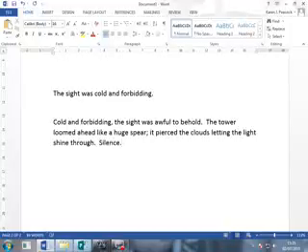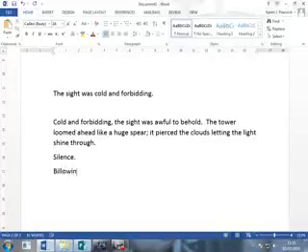Silence. One-word sentences are really useful because they break up the intensity of the writing. There's no reason as well why we couldn't put that as a separate paragraph if we wanted to. Let's try starting a sentence with a verb. We'll think about the clouds. So let's say billowing overhead.